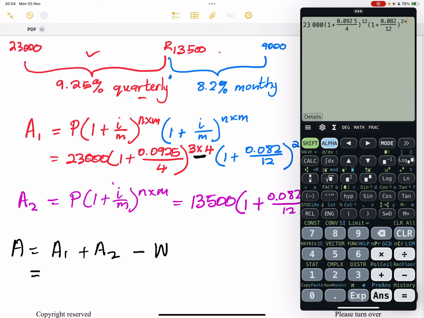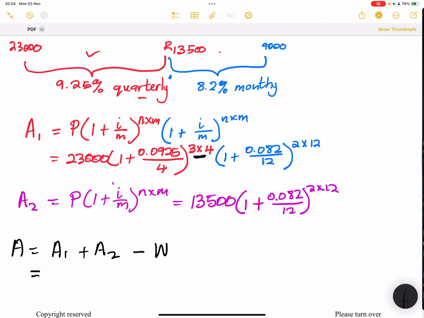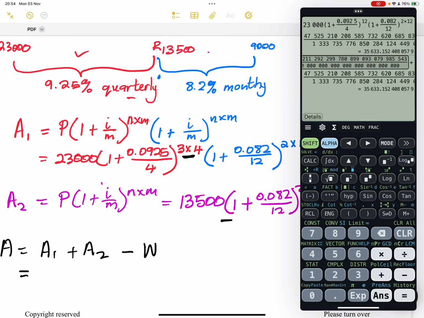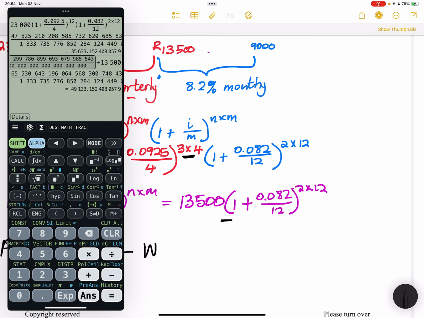That's 2 times 12. So that's the amount that I have for the first deposit. But I'm going to add to this amount now the second deposit of 13,500. So that's plus 13,500. And please, if you can't see it, just believe that you can do it in your calculator, by the way.